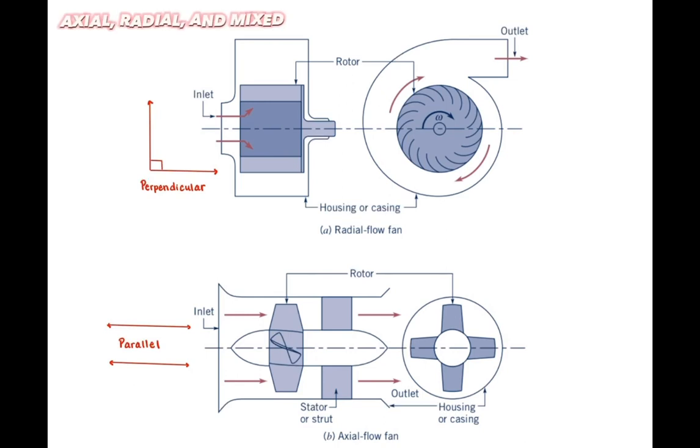When the flow is parallel to the axis of rotation, they are called axial flow machines. When flow is perpendicular to the axis of rotation, they're referred to as radial flow machines. And as the name suggests, mixed flow machines exhibit a combination of both properties.